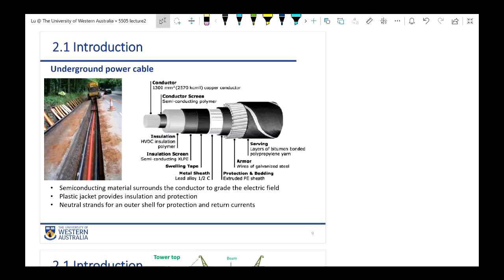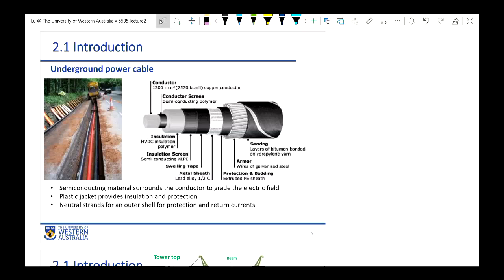These two things are used to wrap up the conductor for safety reasons and also for separating the conductor from the surrounding layers of the cable. Okay, and I think the other parts are not so important, so I'd like to skip them.